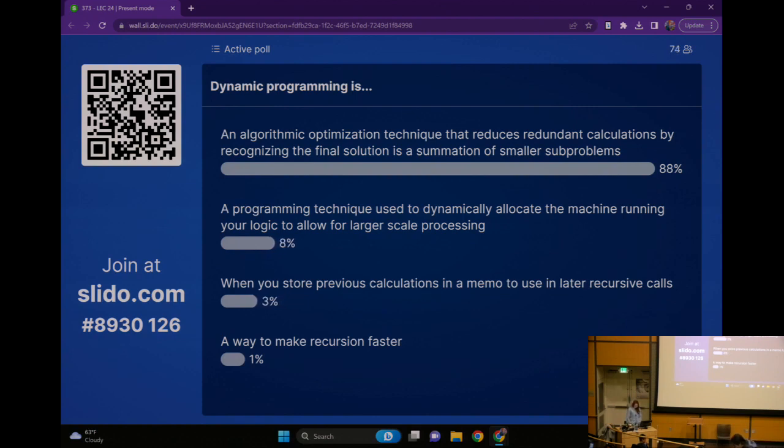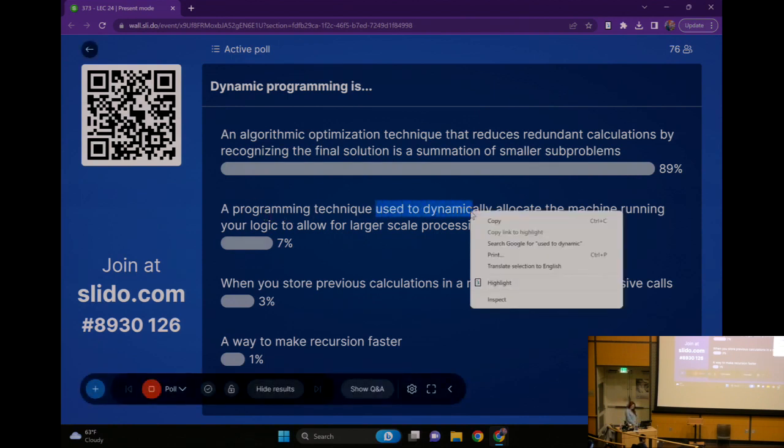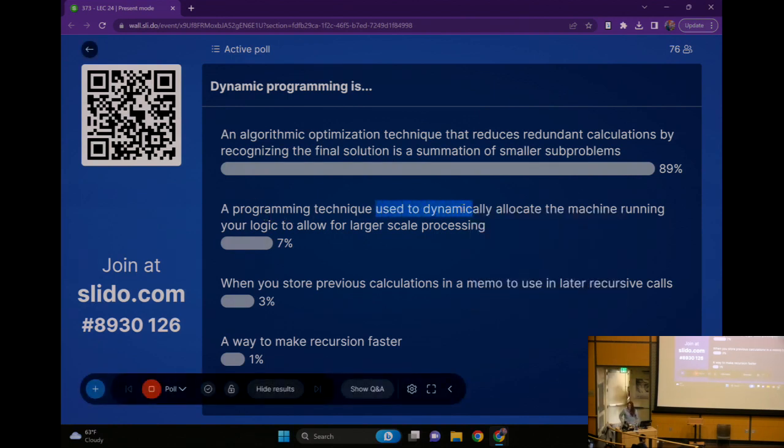Okay, so the first one was a programming technique used to dynamically allocate the machine running your logic to allow for larger scale processing. That is not technically the definition of distributed systems, but I was trying to trick you by finding some way to make the word dynamic apply to this. Honestly, I don't know where the term dynamic programming came from. So it is not this answer, unfortunately, even though I was trying to be really tricky and make it sound like it was a real thing.